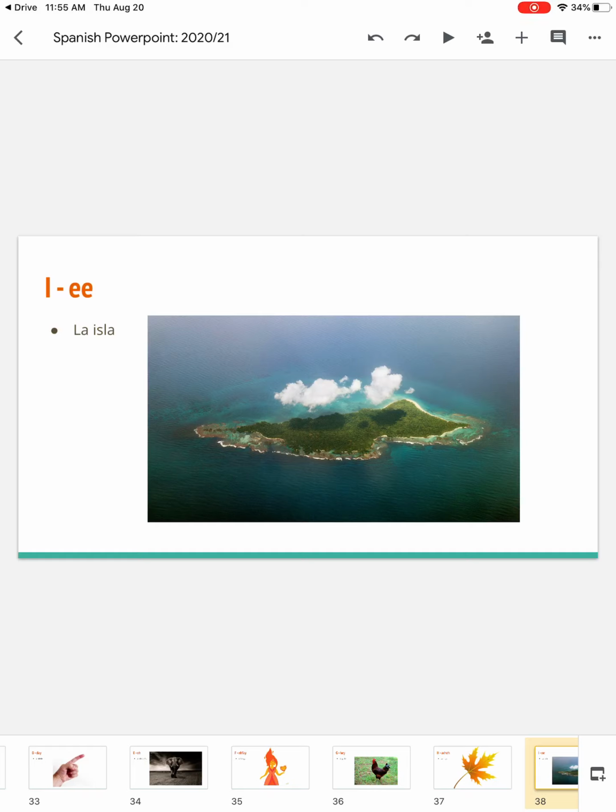Next up, we have the letter I. And the letter I in Spanish sounds like our letter E. So it's E. And the word to go along with that is la isla, which means island. La isla.